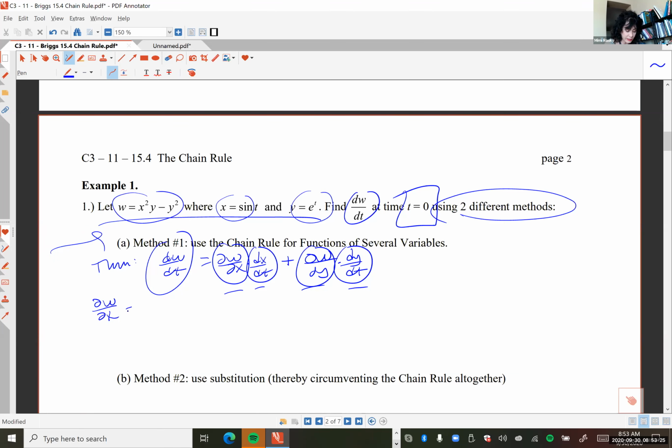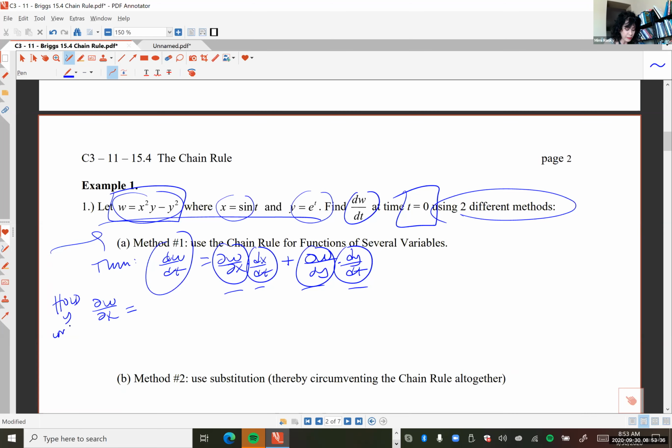So what is the partial of w with respect to x? That means you're going to look at w, and you're going to hold y constant. So you're treating y like a pure number, like the number 2 or something. So what is the derivative of x squared y with respect to x? y is just a constant, so it just multiplies along, and you multiply this constant with the derivative of x squared with respect to x, which is 2x, minus what is the derivative of y squared with respect to x?